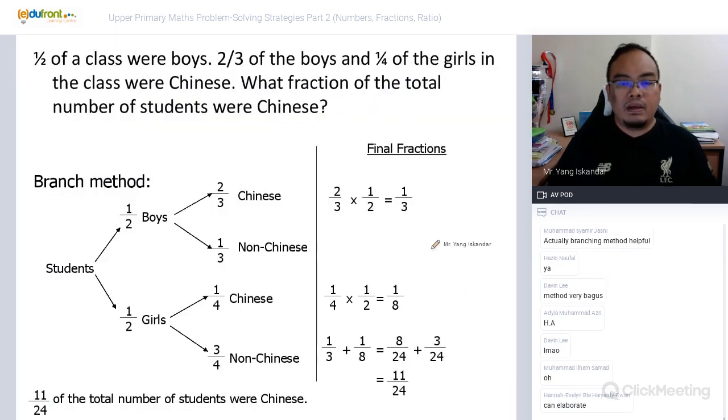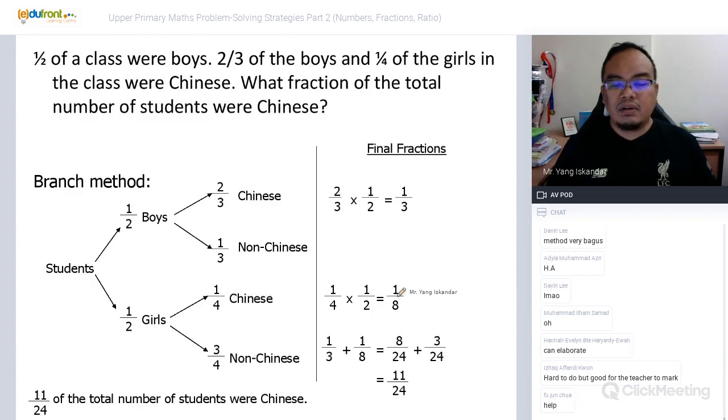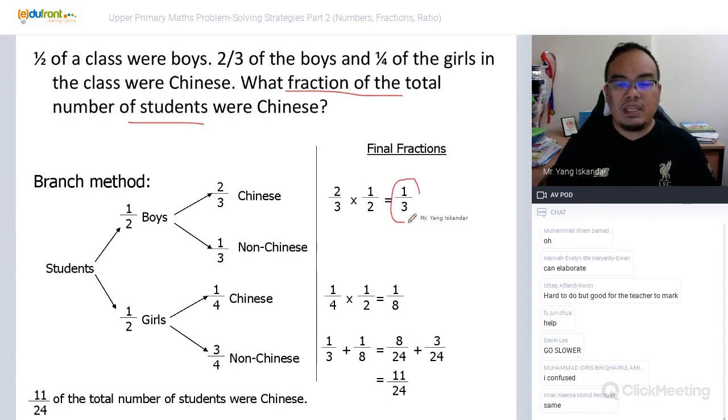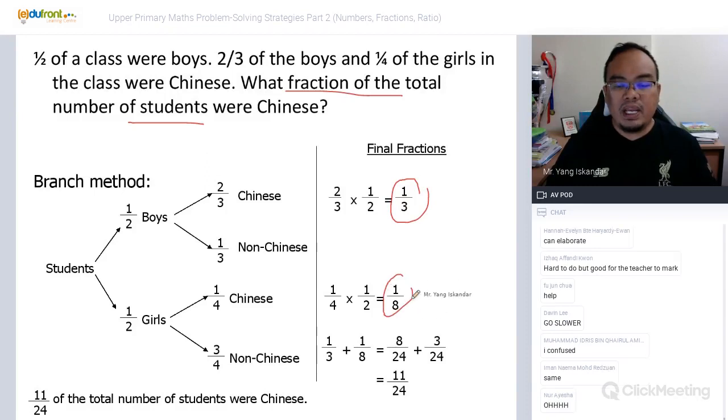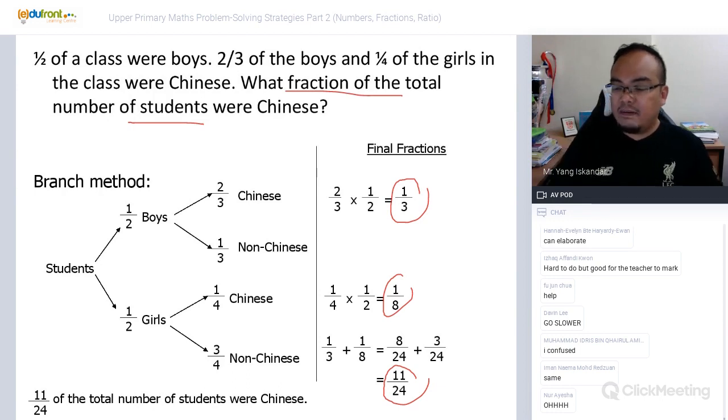Okay, so multiply 2/3 by half, you get 1/3. Then the Chinese are 1/4 of the girls, 1/4 of half, you get 1/8. The question asks what fraction of the total number of students were Chinese? So you just add them up. 1/3 plus 1/8 and you get 11/24. Right? So you can see, very easy.